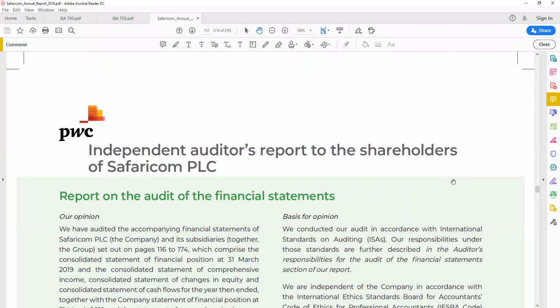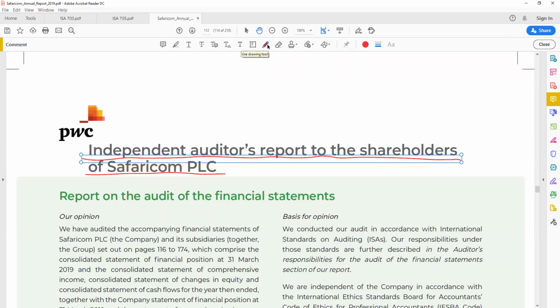Basically, the first content is the title, and here it is. The title is the independent auditor's report to the shareholders of Safaricom PLC. So every report that you're going to go through, that's the first thing. You need to have the title, telling us what this is, and who you are addressing. So first of all, it is just a report.